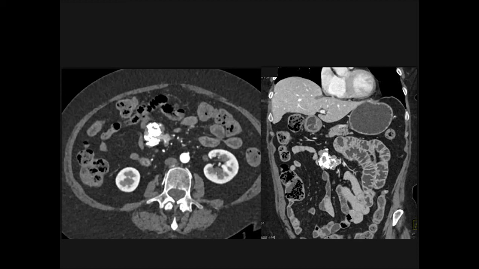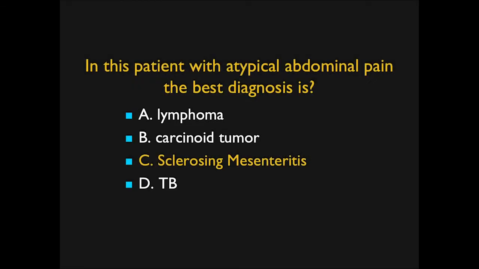Sclerosing mesenteritis is one of those tricky diagnoses. It's often confused with other things. It's often hard to prove short of surgery, and it's hard to prove on biopsy. But this is a good example. The PET was negative. The patient was asymptomatic related to this. Sclerosing mesenteritis is the right diagnosis.